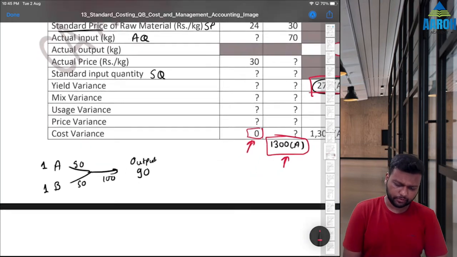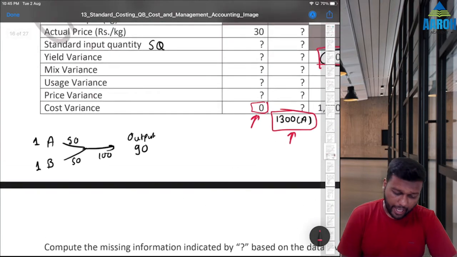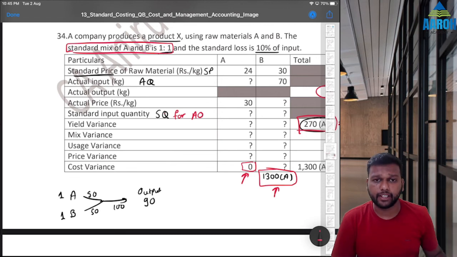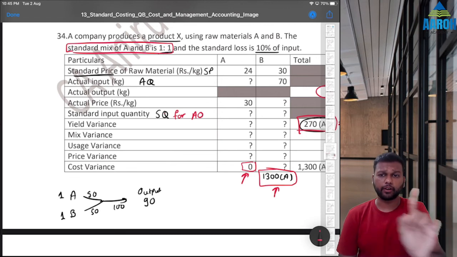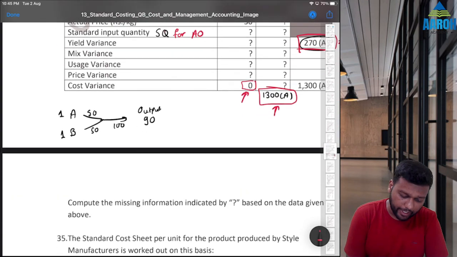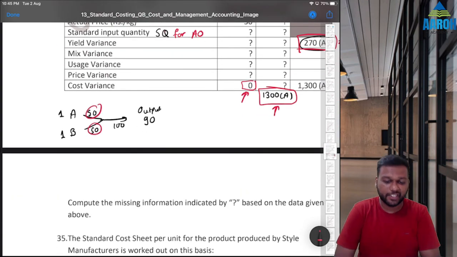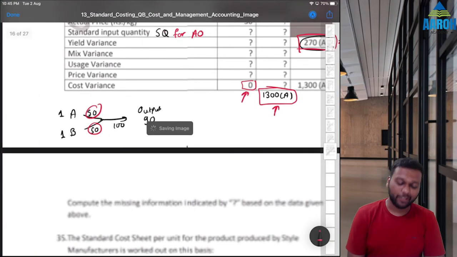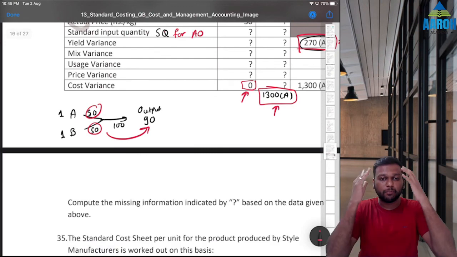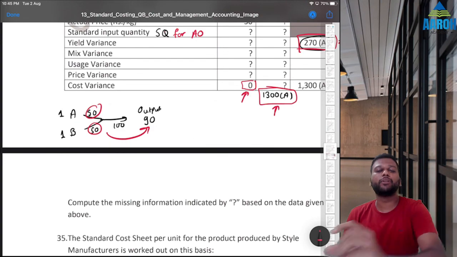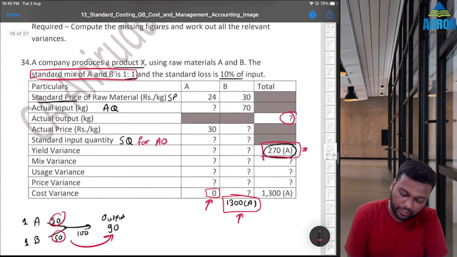Understand? We know that standard quantity SQ is always for actual output. Always remember it like that. Standard quantity is for actual output. We know how much is standard quantity? 50-50. Coincidentally, our answer is also 50, right? Standard quantity is 50-50. So actual output will be 90. That's it. This was the map that we drew in the beginning. So if 50-50 is the standard quantity, 10% will be the loss and output will be 90. So 90 is the answer for output.